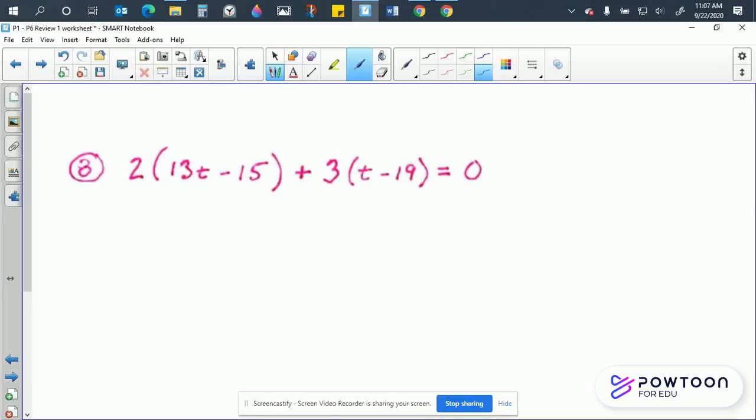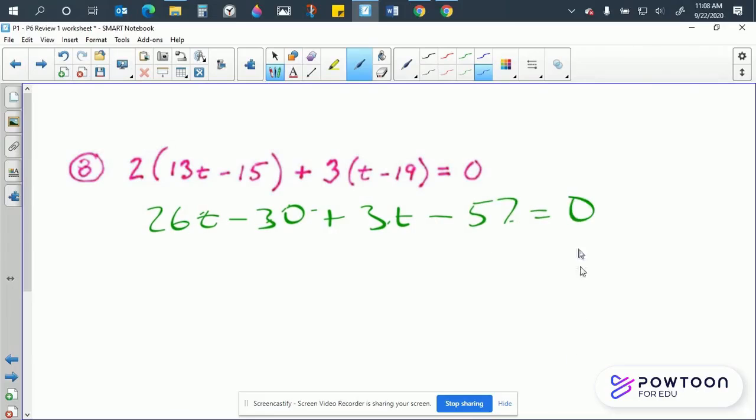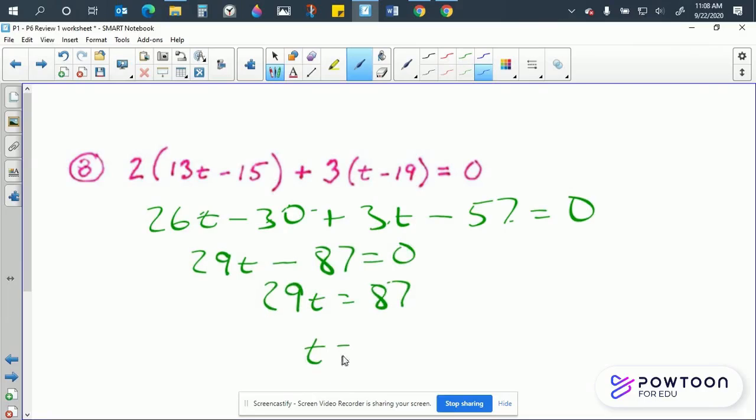Okay, to solve this problem, we first need to distribute. So we have 26t minus 30 plus 3t minus 57 equals 0. So now we have 29t minus 87 equals 0. 29t equals 87. Divide by 29 and t equals 3.